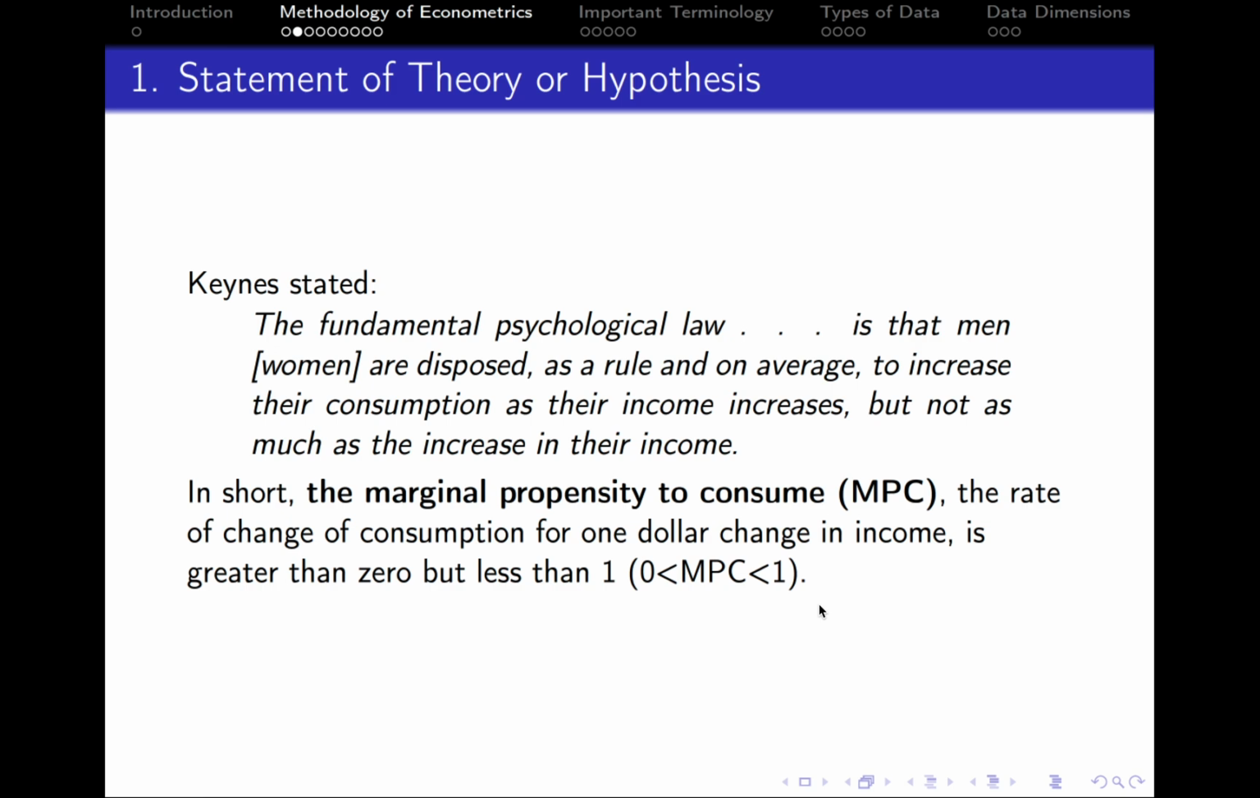In other words, the rate of change of consumption for $1 change in income is greater than 0 but less than 1. We know it as the marginal propensity to consume, so when income increases by $1, consumption increases but less than $1. So let's say that this is the theory that we would like to test. We haven't done this before, we just believed Keynes that this is true, but now luckily we have the tools to test whether this theory is true or not.